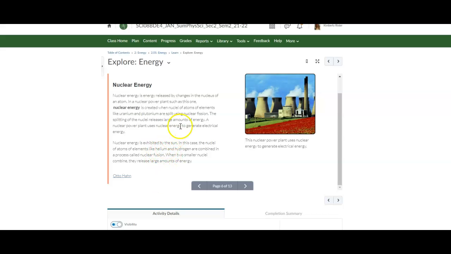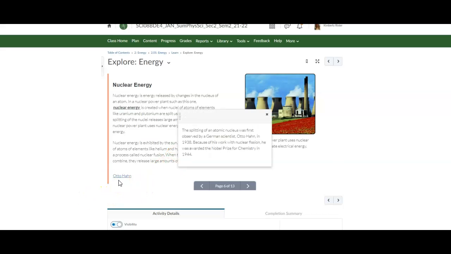So we need to know the difference in fission, right, where we're using uranium and plutonium, and then nuclear fusion, where the nuclei of the atoms of the elements helium and hydrogen are combined. So you can remember the word fuse. That means the elements are combined. And when two smaller nuclei combine, they release larger amounts of energy. Okay, so make sure you have fission up here where they're split and fusion where the atoms are combined. So make sure you know that difference.